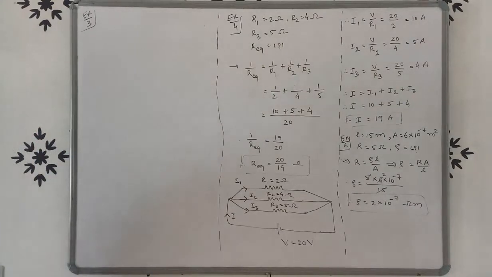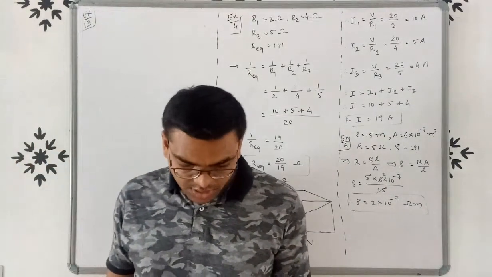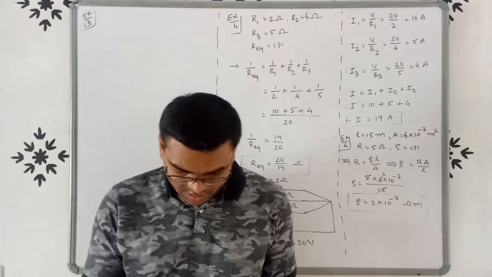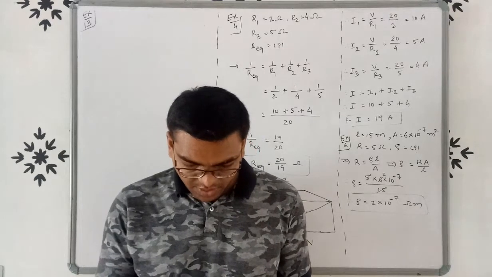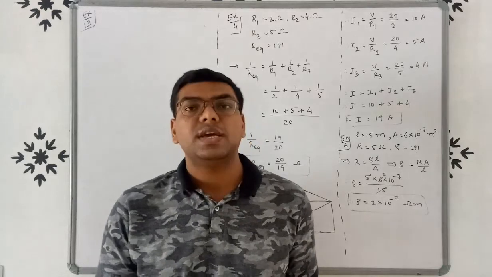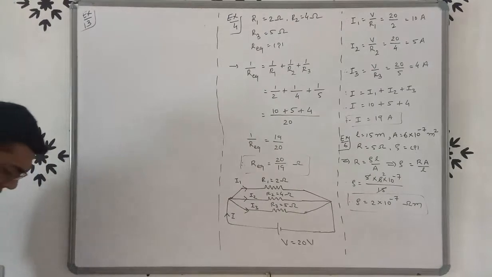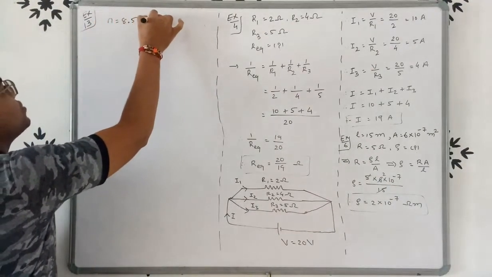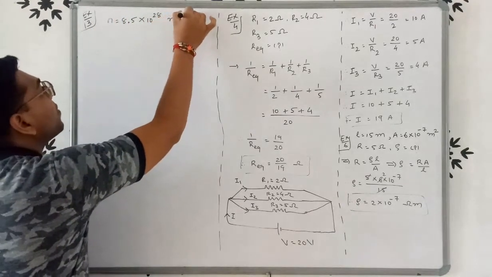Now see friends, example number 13. The question will be like this: the number density of free electrons in a copper conductor estimated in example 3.1 is 8.5 into 10 raised to 28. So here the number density is given. So number density is small n, 8.5 into 10 raised to 28 meter raised to minus 3.